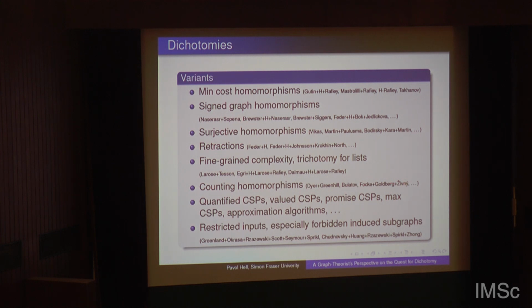Fouquet, Goldberg, and Givney are now working on counting homomorphisms modulo a prime. It's also a nice dichotomy in certain cases. There are quantified CSPs, valued CSPs, promised CSPs, and so on. And there are also nice results on restricting the inputs.